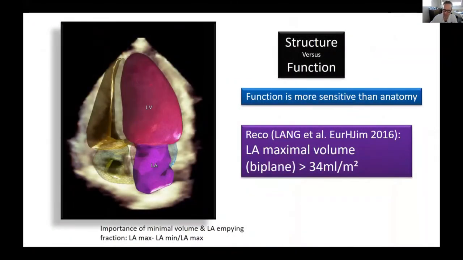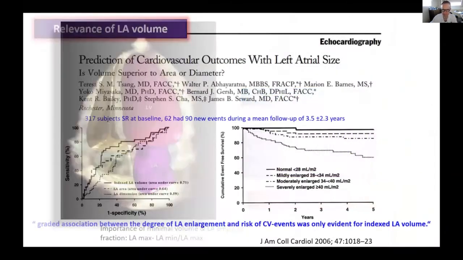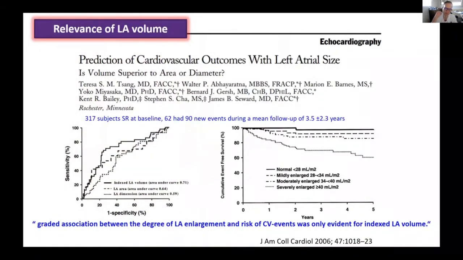But also it's important to know that structure is sometimes changing after the function, and probably the assessment of the LA function is more sensitive than the assessment of the LA anatomy when you want to assess the risk of a patient. But before I move to the function, I wanted to show you this important paper, at least according to me.